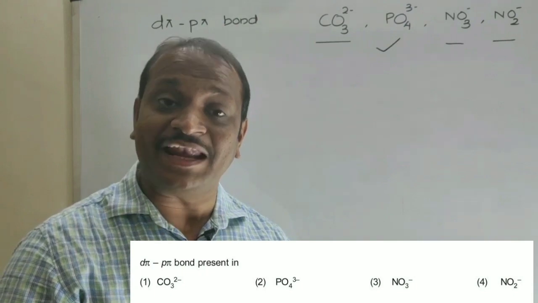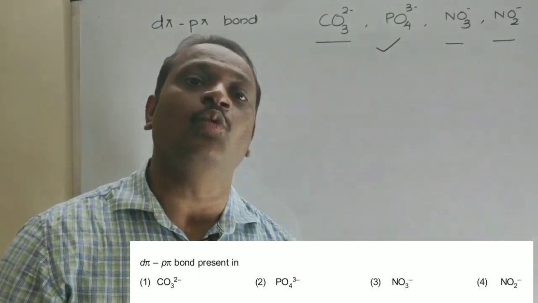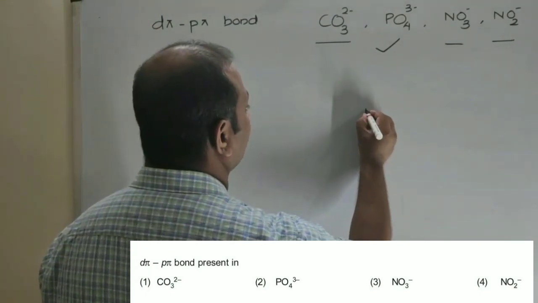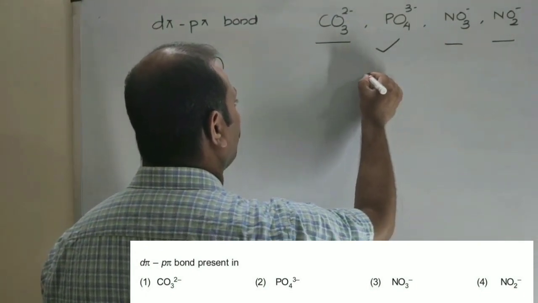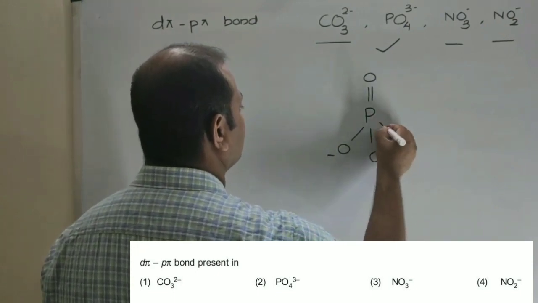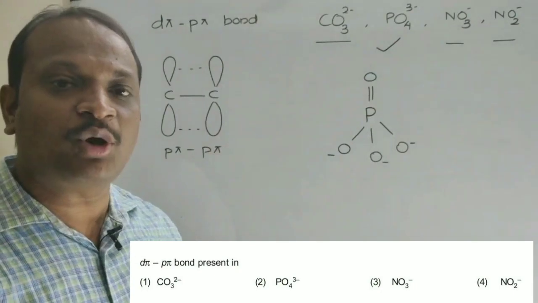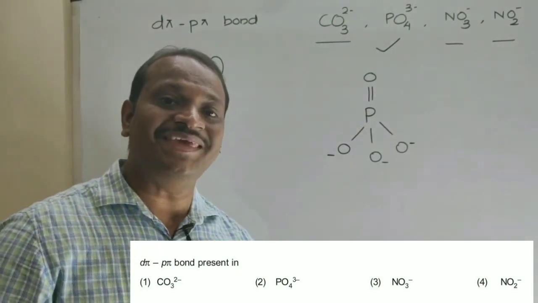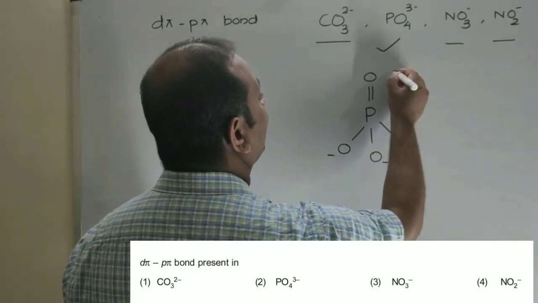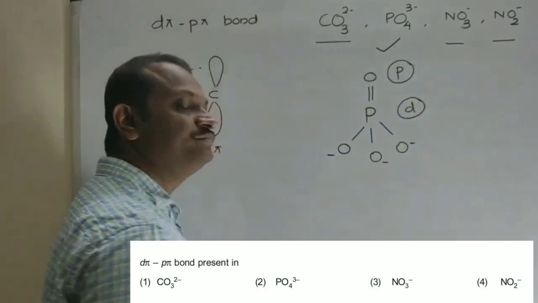And you know, phosphorus is an element of the third period, and in the third period we have 3p and vacant 3d orbitals. So when we draw the structure of PO4 3 minus, you know that P double bond O, next we have an O minus, here also O minus, here also O minus. Here we have a pi bond, and this pi bond is formed not by the overlap of p and p orbitals, but by the overlap of a p orbital from oxygen and a d orbital from P.